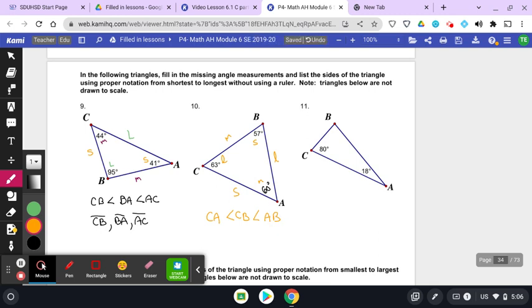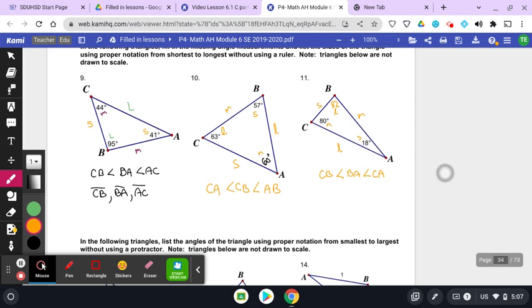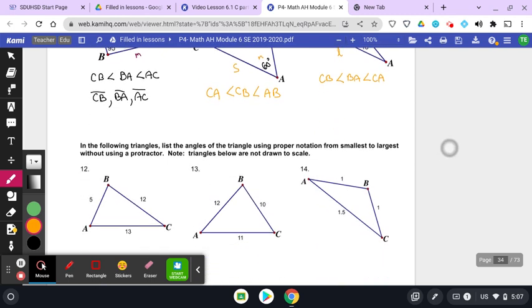All right, pause the video and try number 11, and then we'll look at it. All right, check your answer. I got CB is less than BA, which is less than CA. Okay, so we went from angles to sides, but we can also go from sides to angles. So this is just going in the reverse order.